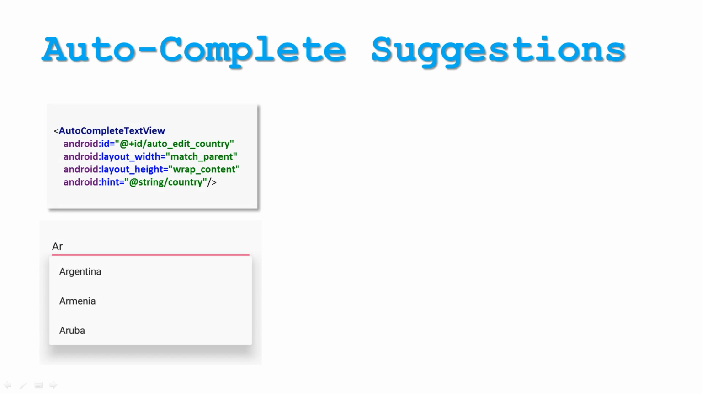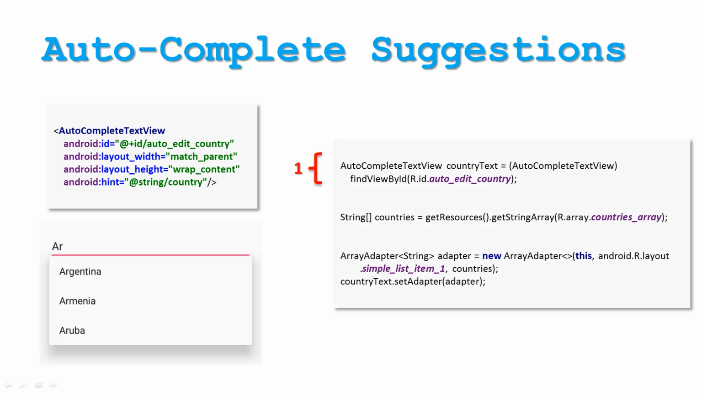If you want to provide suggestions to the users as they type, you can use a subclass of EditText called AutoCompleteTextView. To implement autocomplete, we need to retrieve the AutoCompleteTextView from the layout, set an array of strings, create an adapter using our string array of text suggestions, and set the adapter on our AutoCompleteTextView object.